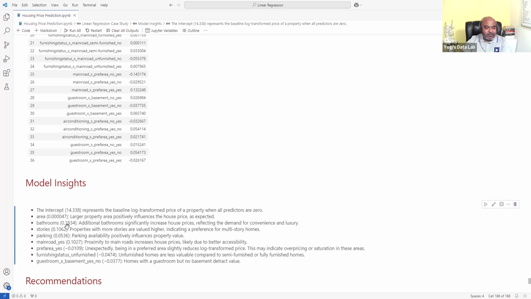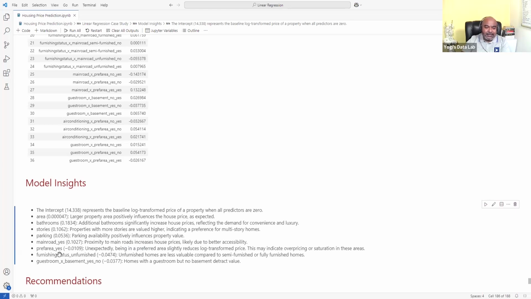Stories, the coefficient is 0.1062, which means that the properties with more stories are valued higher, indicating a preference for multi-story homes. Parking, you see the coefficient is 0.0536, which means parking availability positively influences property value. If the property is at the main road, the coefficient is 0.1027, which means the proximity of the main roads increases house prices, likely due to better accessibility.